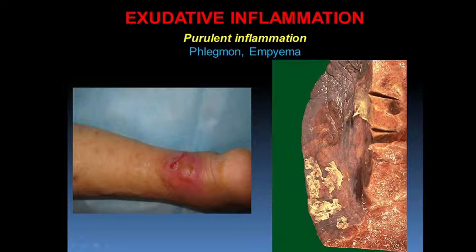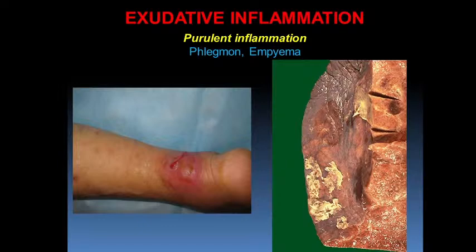Diffuse purulent inflammation also has three subtypes, which are phlegmon, empyema, and cellulitis. Phlegmon is diffuse purulent inflammation without borders, most often occurring in subcutaneous tissue, in the fascia along the neurovascular bundles. It may also occur in parenchymal organs and meninges of the brain or spinal cord. Phlegmon is always acute inflammation.